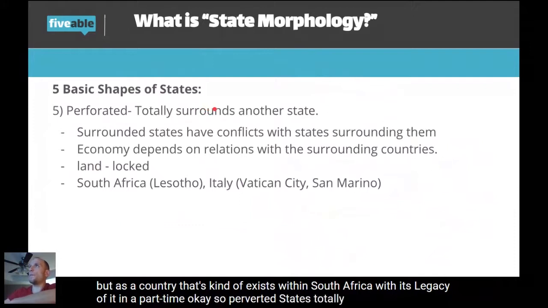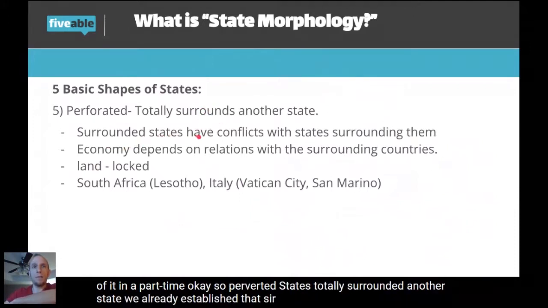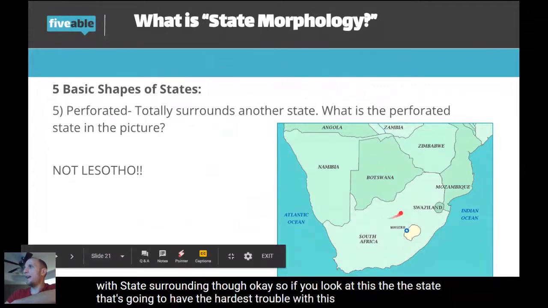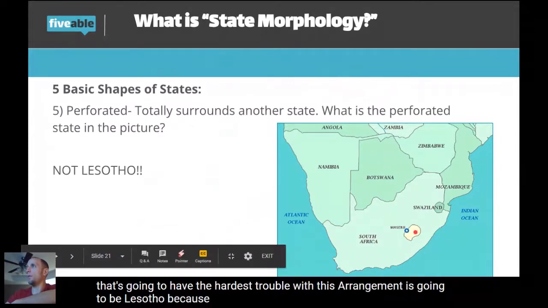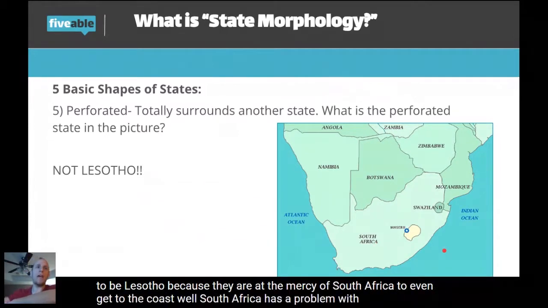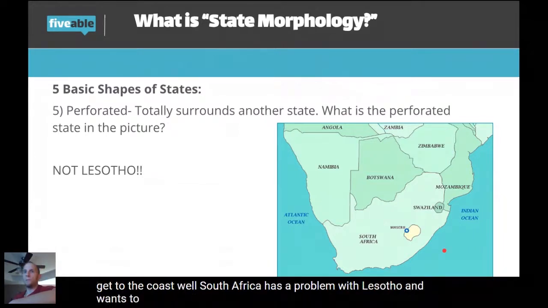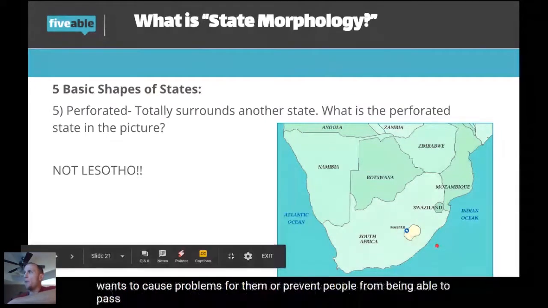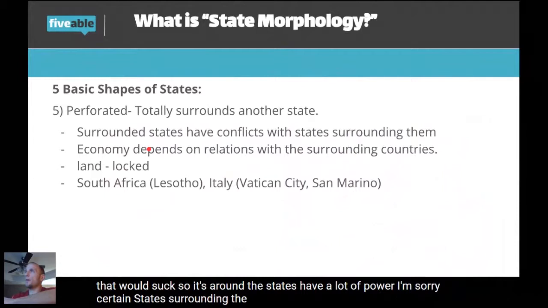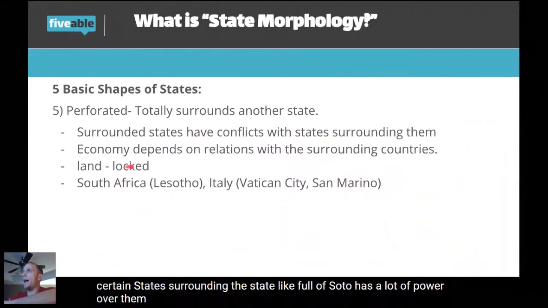Okay, so perforated states totally surround another state. We already established that. Surrounded states have conflicts with states surrounding them. Okay, so if you look at this, the state that's going to have the hardest trouble with this arrangement is going to be Lesotho, because they are at the mercy of South Africa to even get to the coast. Well, if South Africa has a problem with Lesotho and wants to cause problems for them or prevent people from being able to pass on to the coast, and they can't get goods in, they can't get goods out, that would suck. So states surrounding the state, like Lesotho, have a lot of power over them.